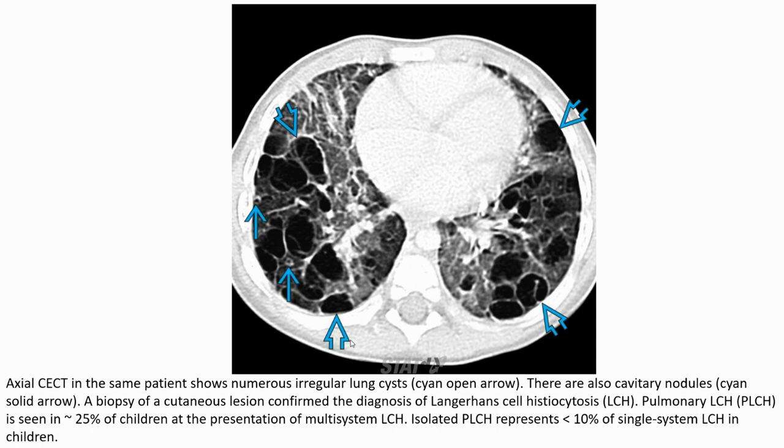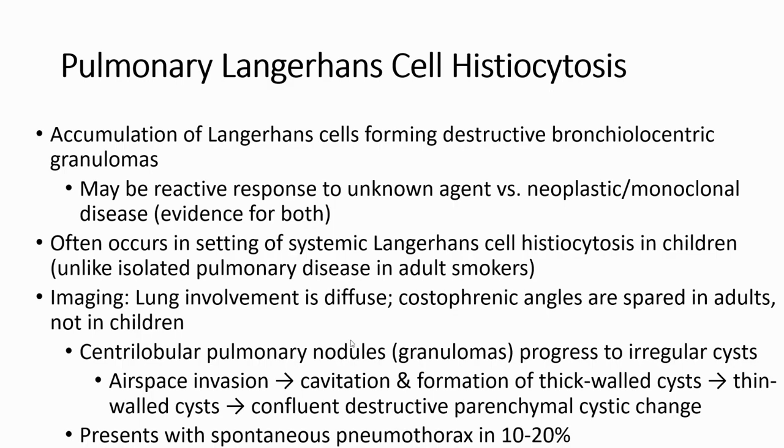Pulmonary Langerhans cell histiocytosis is seen in 25% of children at the presentation of multisystem Langerhans cell histiocytosis. Isolated PLCH represents less than 10% of single-system Langerhans cell histiocytosis in children.